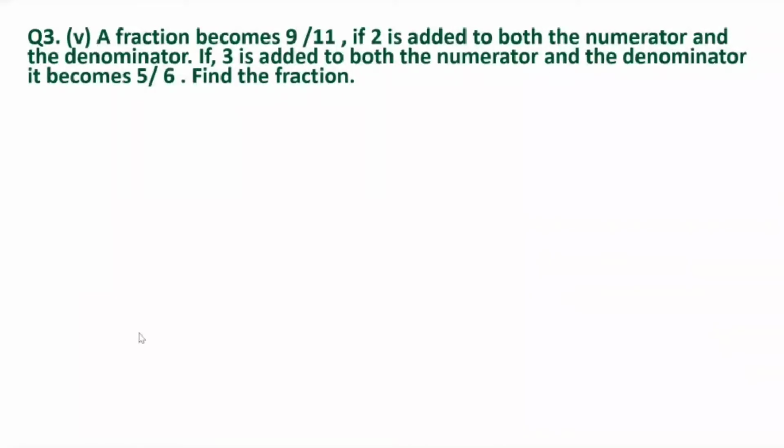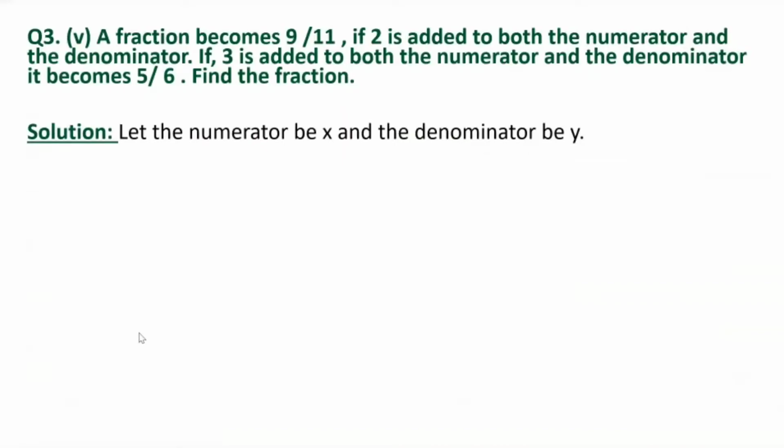The third question, fifth part: a fraction becomes 9 by 11 if 2 is added to both the numerator and denominator. If 3 is added to both the numerator and denominator, it becomes 5 by 6. Find the fraction. So we will assume the numerator to be x, denominator to be y, and hence the fraction comes out to be x upon y. Now, if I add 2 to the numerator and denominator, that means the new fraction comes out to be x plus 2 upon y plus 2, which will be equal to 9 upon 11.